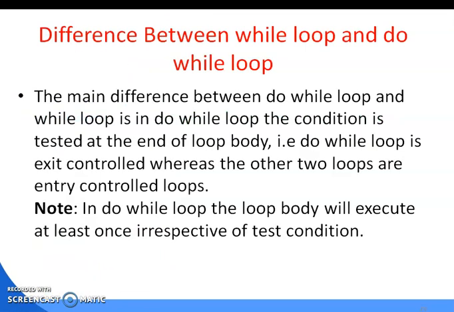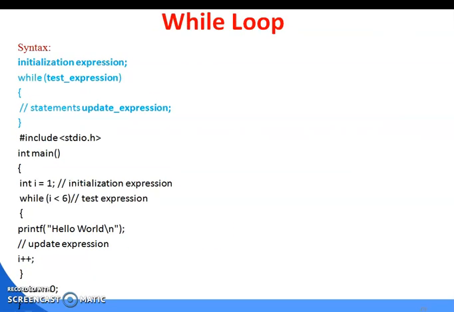Next is the while loop. In the while loop, this is the initialization expression, while test expression, statement, update expression. #include <stdio.h>, int main, int i equal to 1, while i less than 6, printf hello world, i plus plus, return 0. See that only the syntax changes. In the for loop, in a single statement, initialization, test condition and increment or decrement, everything is happening. But here you are just partitioning that thing. First you initialize the value, then check the condition, then increment, and print this value. Okay, this is the while loop.